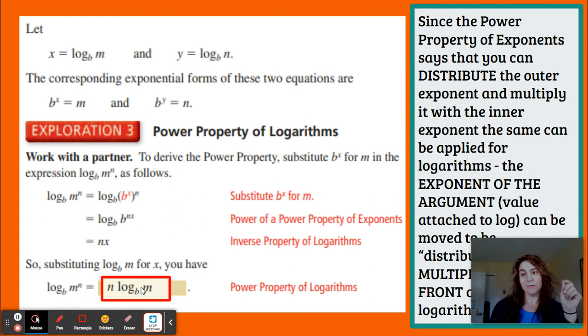And the last one is the power property. If I have an exponent, if I have a power, I can actually take that and make it a multiple on the front end of my log. That's because, remember, the exponent tells you how many we have. So I can take that n power and do n times that amount of logs.